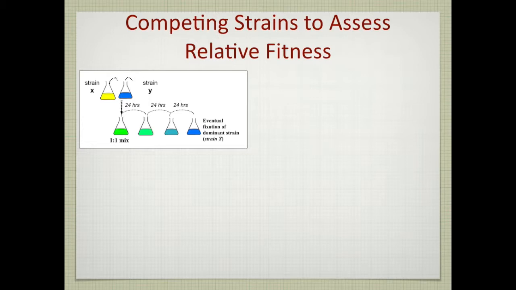You can just mix them 50-50, say. So yellow and blue as shown in the graph there. Yellow and blue, when you mix it, becomes green. Then you can observe the genetic composition over time. And if the blue strain wins out, it wipes out the yellow strain. Of course, this has to happen over a time scale where no new mutations can really fix.